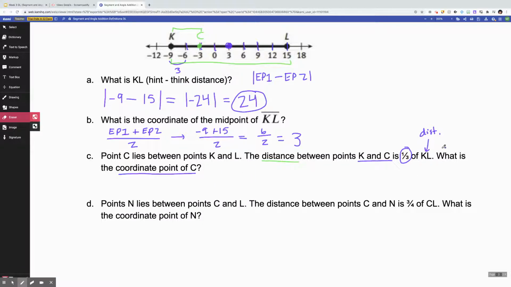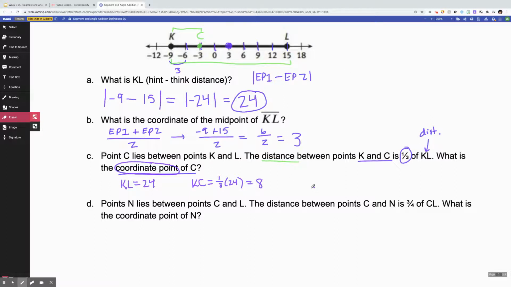So if the distance of the whole thing is 24, 1/3 of that is 1/3 times 24, or you can think of it as 24 divided by 3, that's 8. Now, we want to be careful, right? Because the question is not what is the distance, the question is what is the coordinate point. That's what I care about. The coordinate point 8 is way over here, which is definitely more than a third, right?